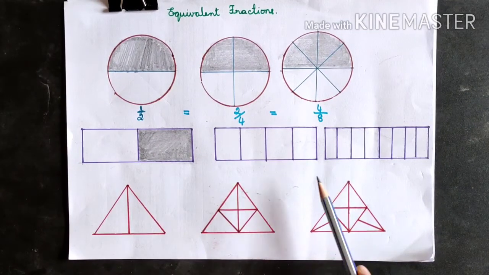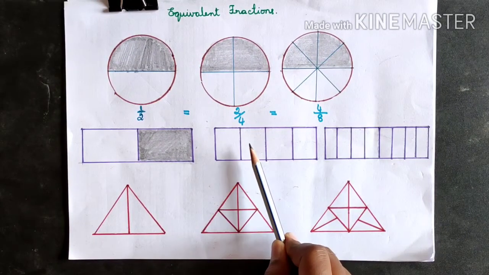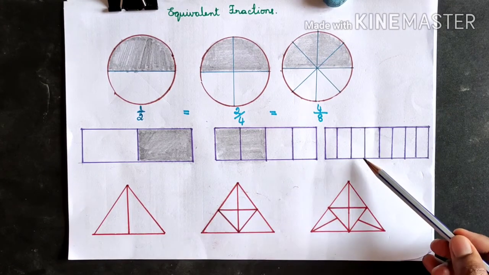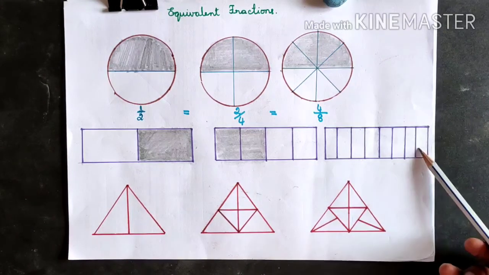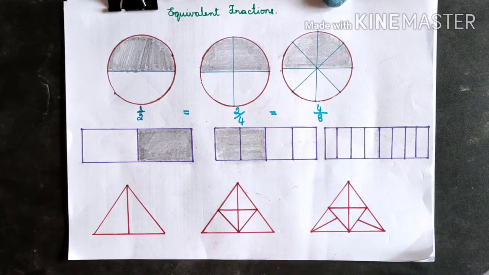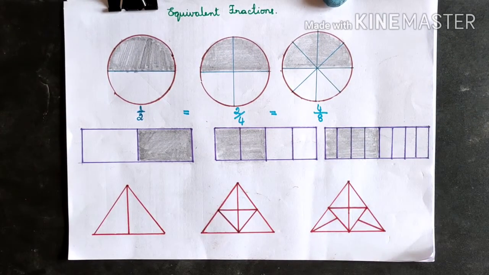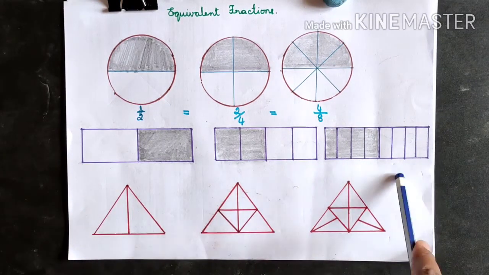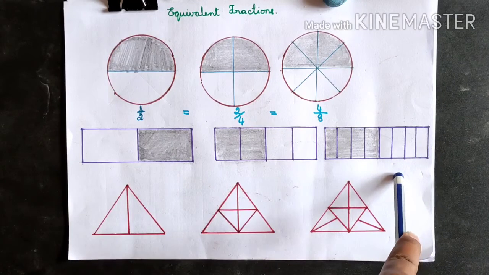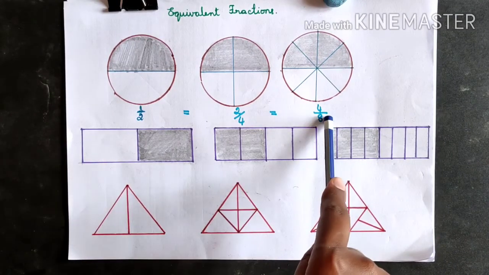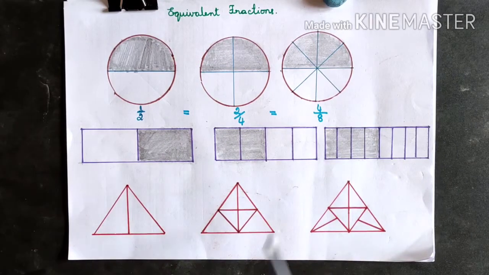From the next rectangle, I am going to shade 2/4. So the last one, out of 8, I have to shade 4 parts. So the fraction becomes 4/8. And if you observe carefully, half of every rectangle we have shaded. This was an example for equivalent fractions.